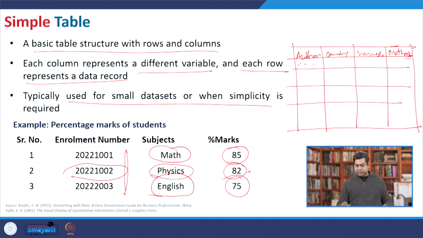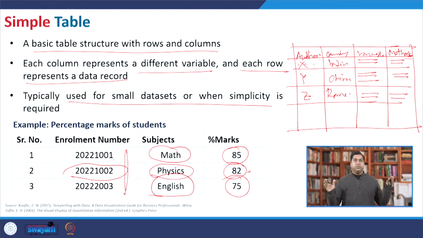So, author X, author Y, author Z, and country, maybe this is India, this is China, this is maybe Rome, and then the variables they considered for a particular topic, you can list them down, and the method they have used. So, you can create anything to tabulate. This is very much simple, just structure them in some rows and columns. That is why it is represented as a simple table.